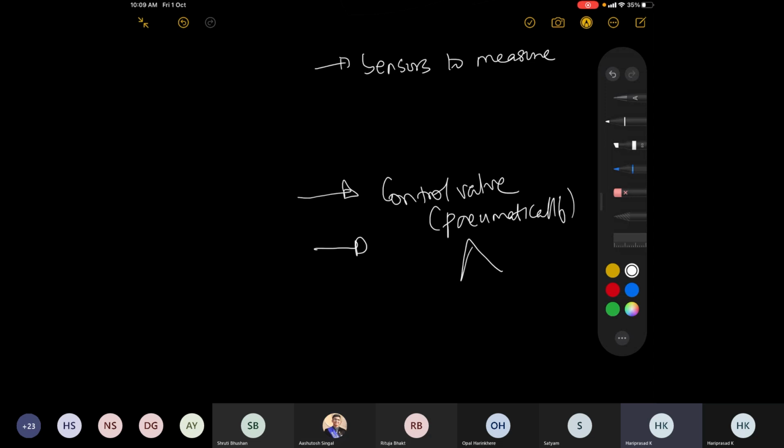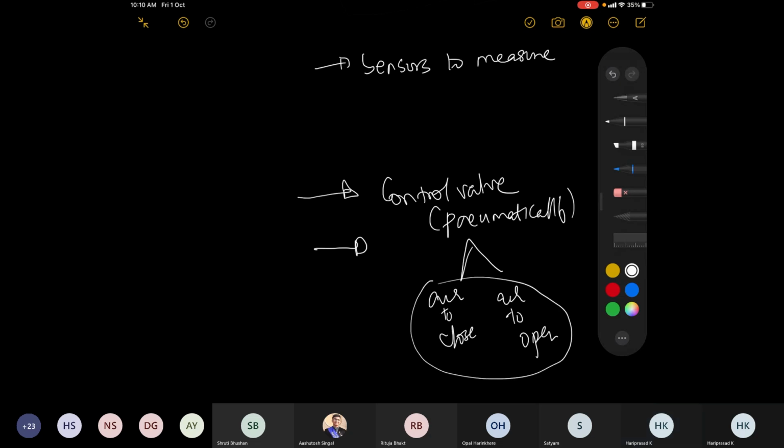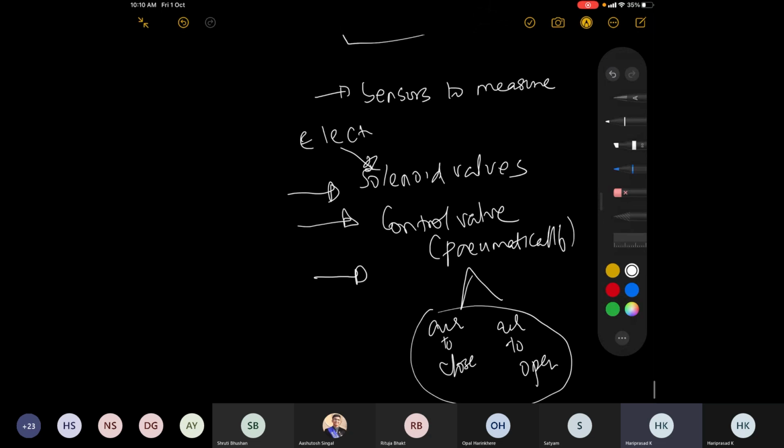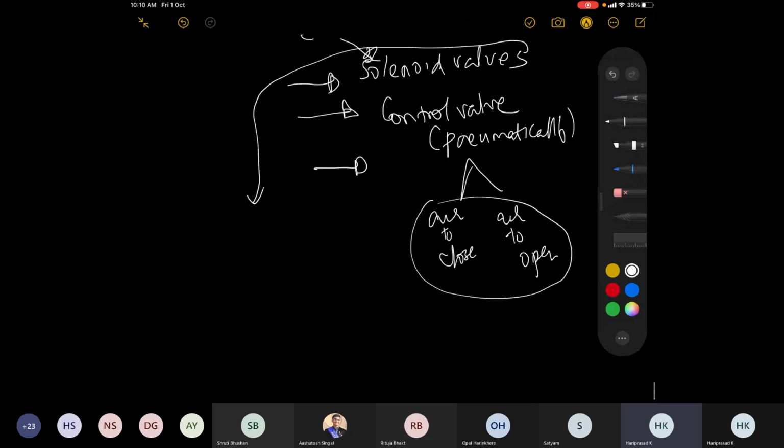There are air to close and air to open, so two types of valves. We have seen it in detail last time. Other types of valves are generally solenoid valves. Solenoid valves essentially operate based on electric current, so you don't need a pneumatic device. They are fully operated based on an electrical signal. But the problem with solenoid valves is that they are mostly used for on-off.